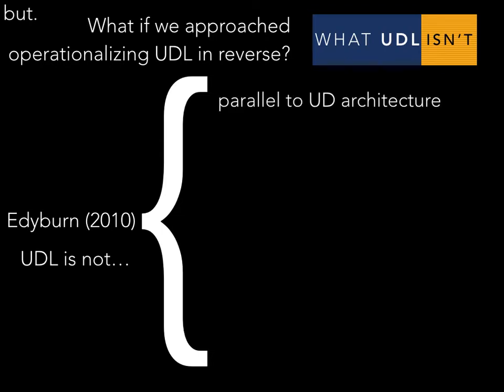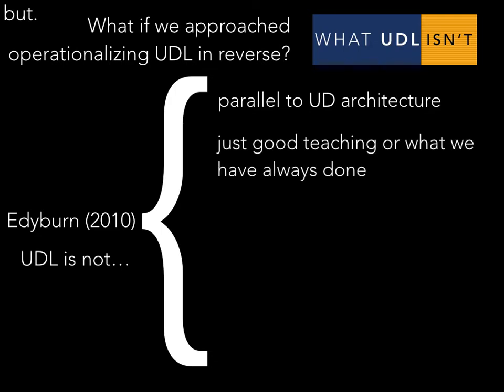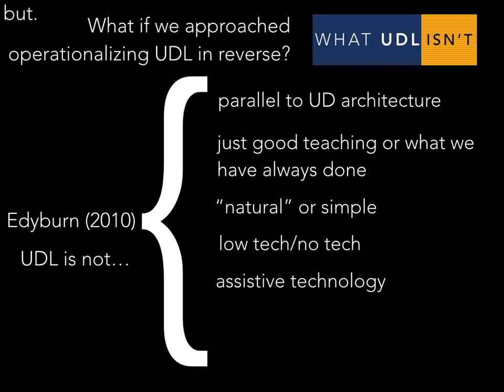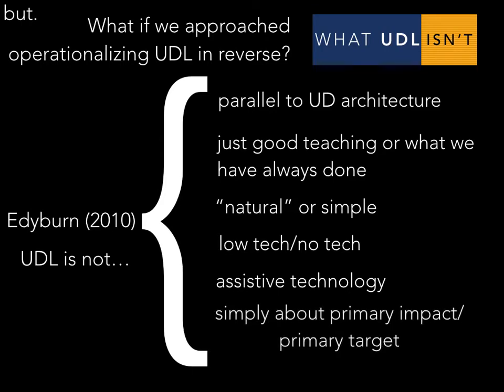He said, UDL is not parallel to UD architecture. It's not just good teaching or what we've always done. It's not natural or simple. It's not low tech or no tech. It's not assistive technology. And it's not simply about the primary impact or primary target. That is to say, it's not, for example, students with special needs and meeting their accommodations directly. It's about meeting the needs of all of our students.